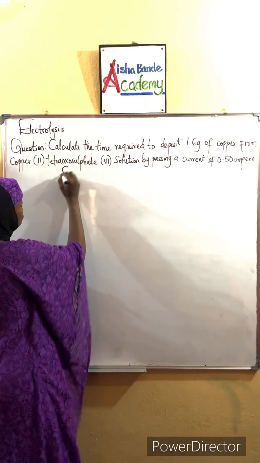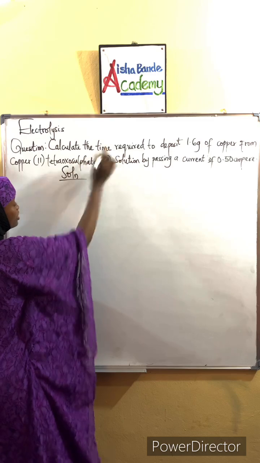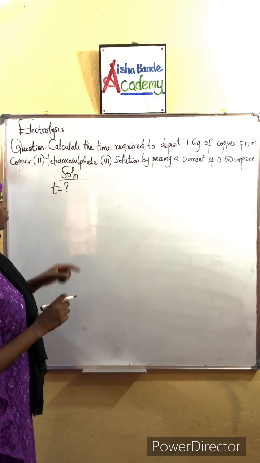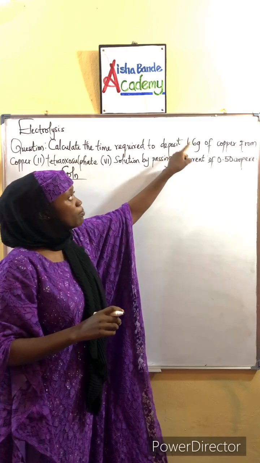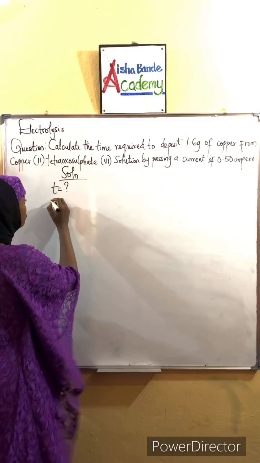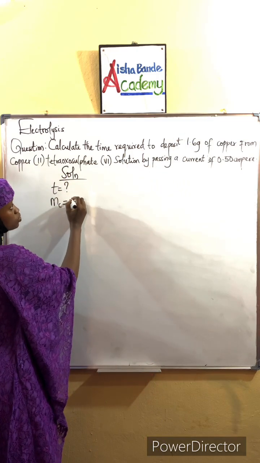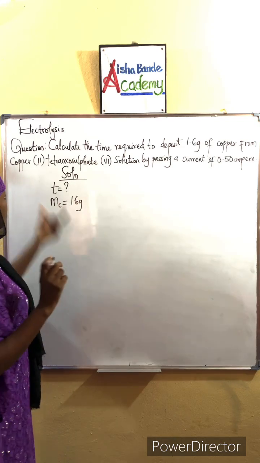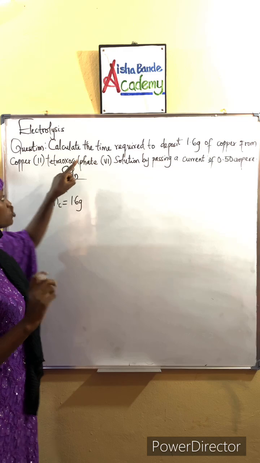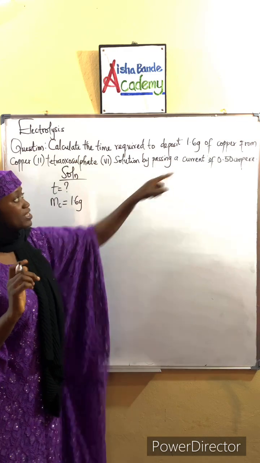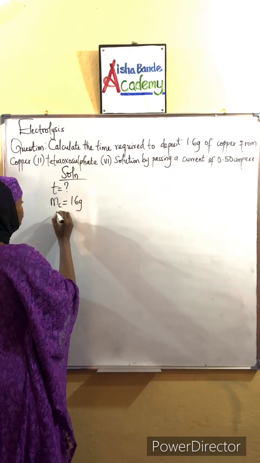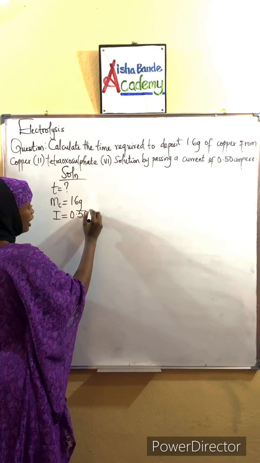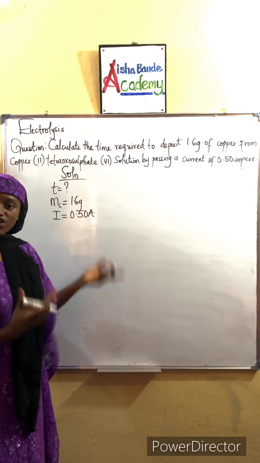So let's begin. We are asked to calculate time. Time is given as t. That's the unknown. We have to calculate the time that is required to deposit 1.6 grams of copper. So this is the mass of copper, which is equal to 1.6 grams. We have a compound here, copper tetraoxosulfate 6 solution, by passing a current of 0.50 amperes. So current I is 0.50 ampere. Now we've brought out the parameters.